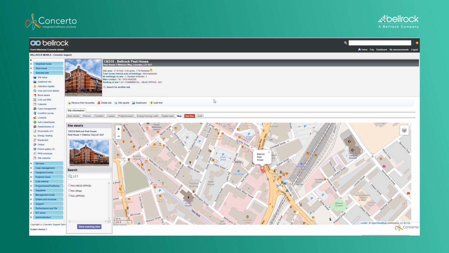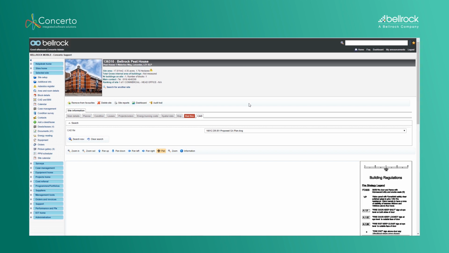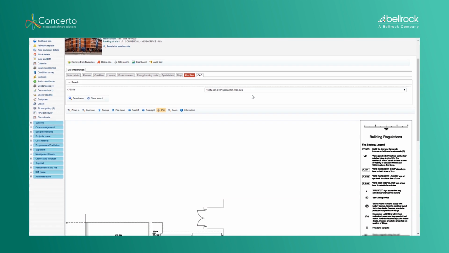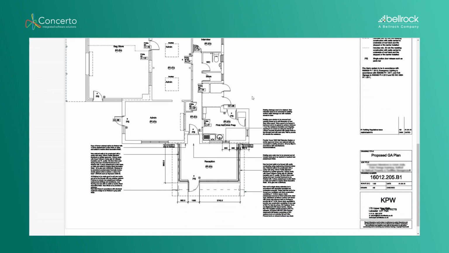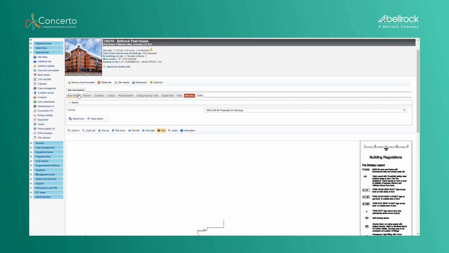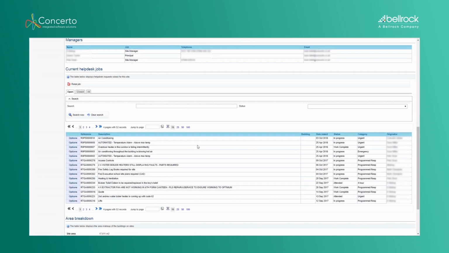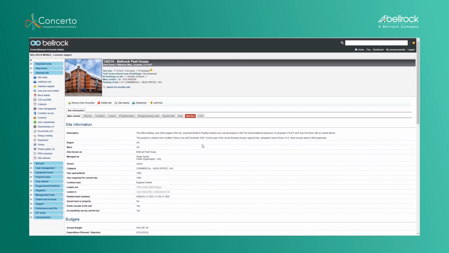And then finally, in terms of this very high level view, we can start to get a look at the CAD drawings that have been uploaded against this building to give us a sense of how we can get around it, and also the different assets that reside within the individual spaces. So as mentioned earlier, this is giving us an overall view of information that exists against our property assets across the different functional modules that exist within the Concerto system.